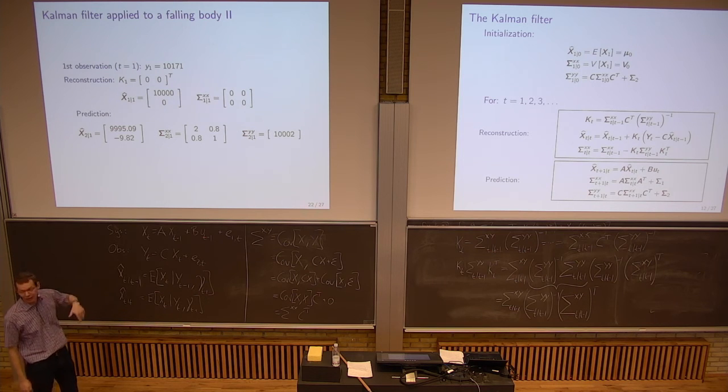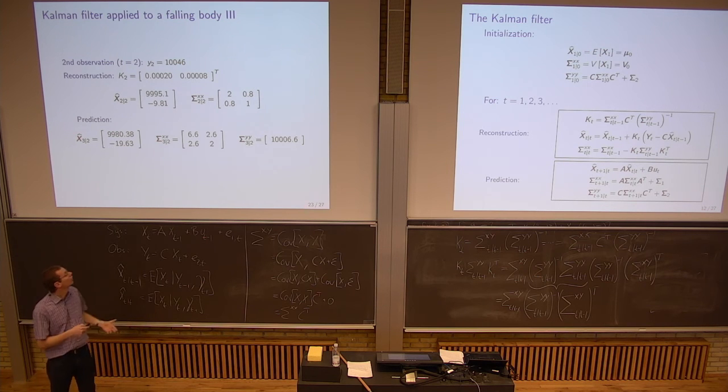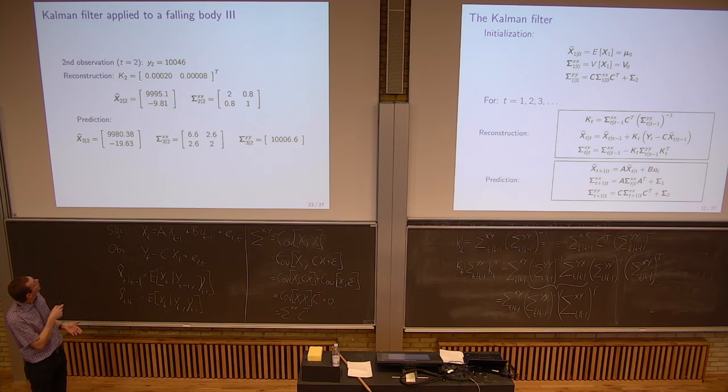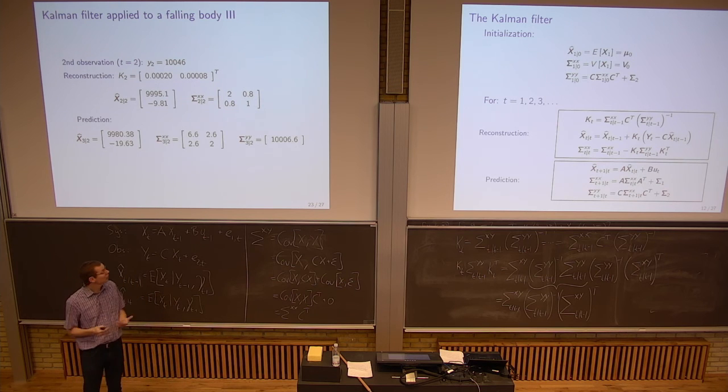Now, I will do this again. So basically, I now just step forward one step in time, do the whole thing again. I get a new observation, which is 10,046. Now, my predicted covariance matrix was no longer 0, so I get a Kalman gain. Now I calculate my Kalman gain. I make my reconstruction like this, and I calculate the reconstructed covariance matrix. It's again very close to just being the system noise.